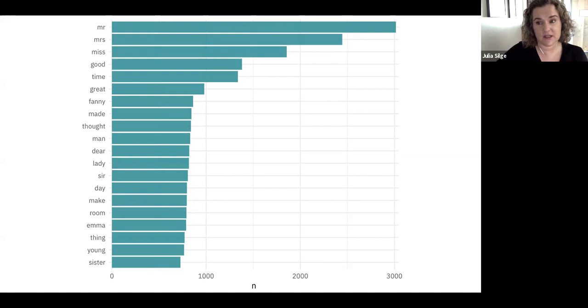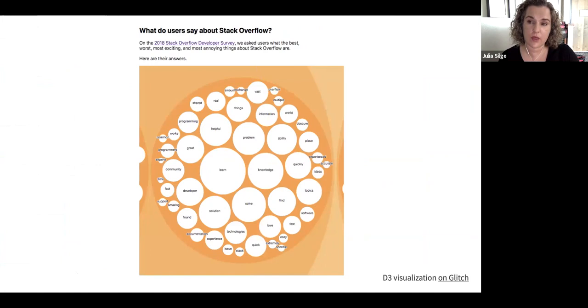We can also do more complex things when we deal with just EDA, just counting and exploratory data analysis, and often it's still very impactful. Before my current job, I worked at Stack Overflow. I was a data scientist there, and we did a big survey every year. One of the things that we asked on the survey one year was, what's the best thing about using Stack Overflow? What's the worst thing about using Stack Overflow? What is the most annoying thing about using Stack Overflow?